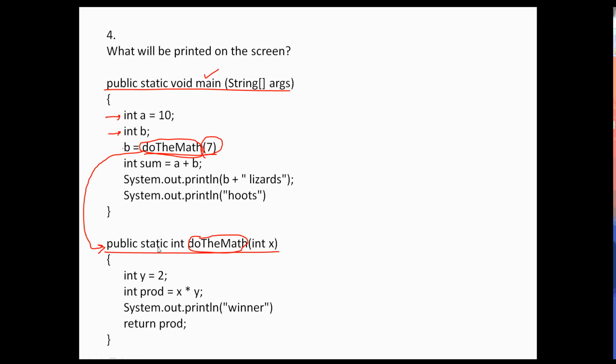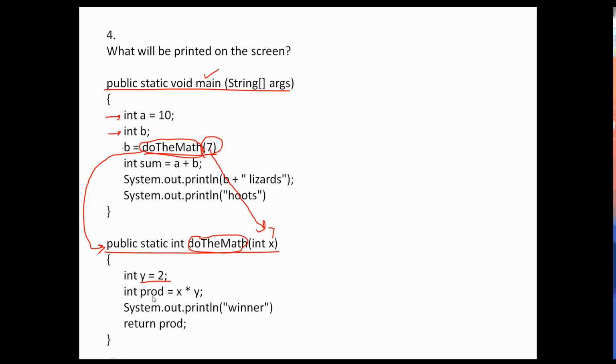The first thing that do the math does is it takes this data type declaration and declares a memory location for x. And the purpose of this parameter variable, because it's a variable declared within the parentheses of the method header, is going to receive the value that's being passed from the method call. So the 7 is being passed to this parameter variable. So x now has been assigned 7. It's assigned what was passed by the method call. So the next line down says y is assigned 2.